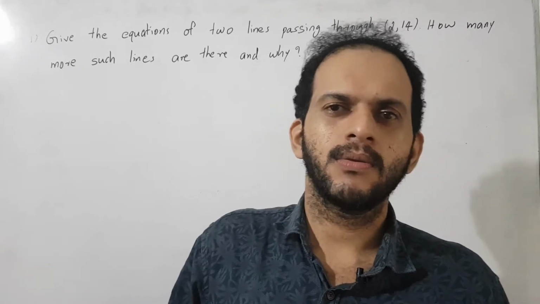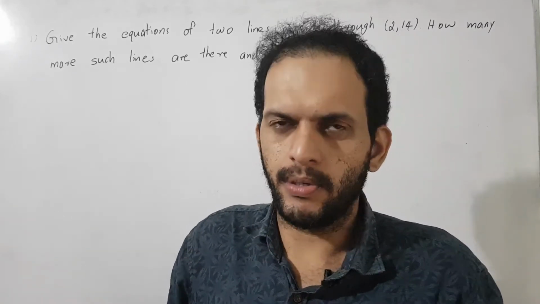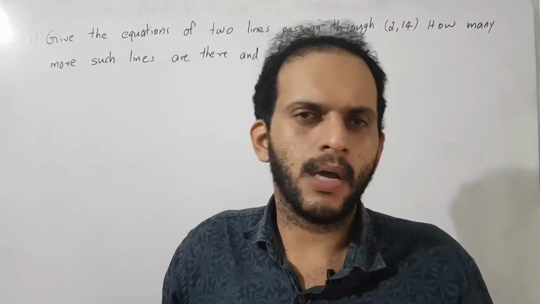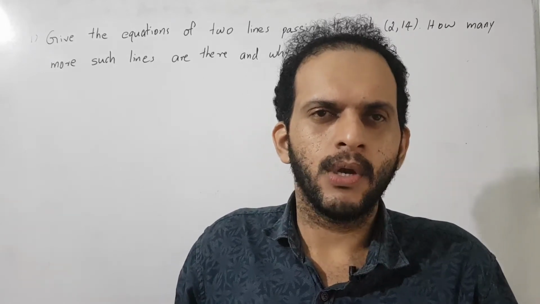The question asks to form an equation and to find how many equations are possible passing through the point (2, 14).